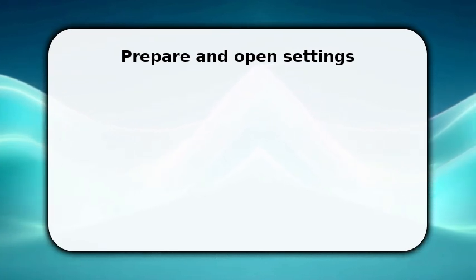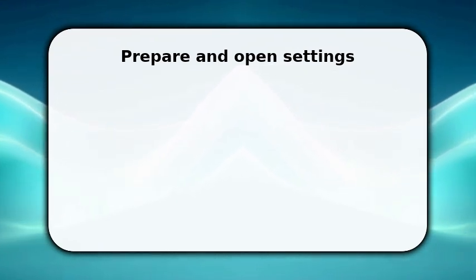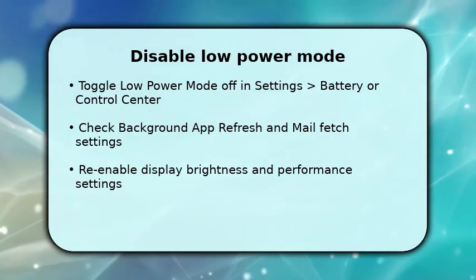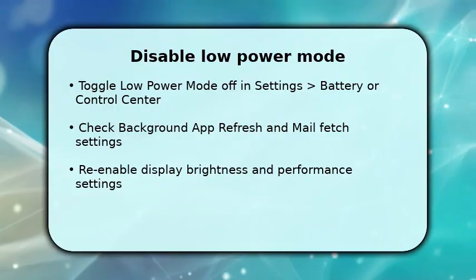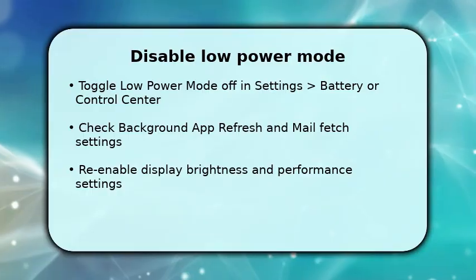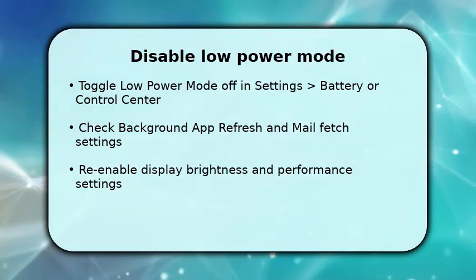Now you flip the actual switch. Disable low power mode in battery settings or tap the control center icon. Once turned off, make sure background app refresh and mail fetch are set to your preferred frequencies so apps update normally. Low power mode may have altered them.